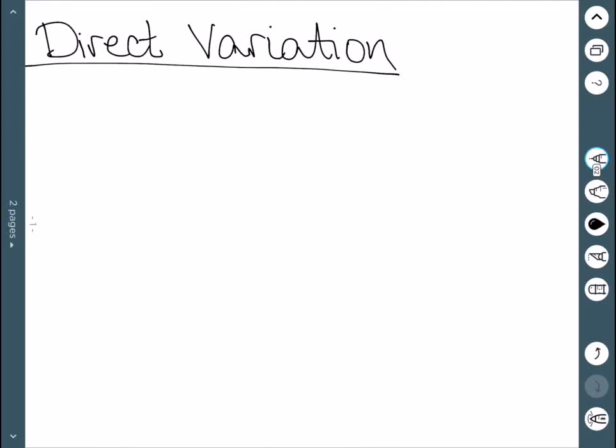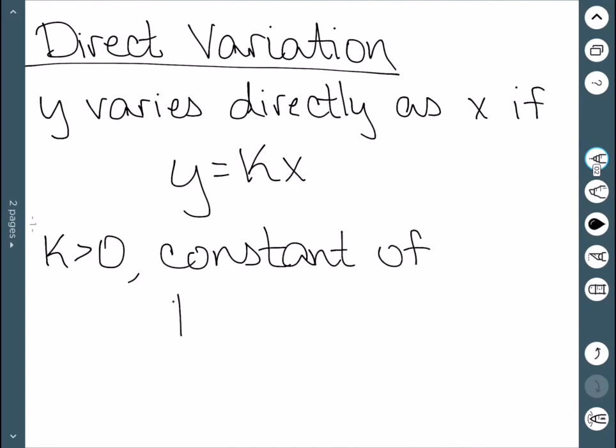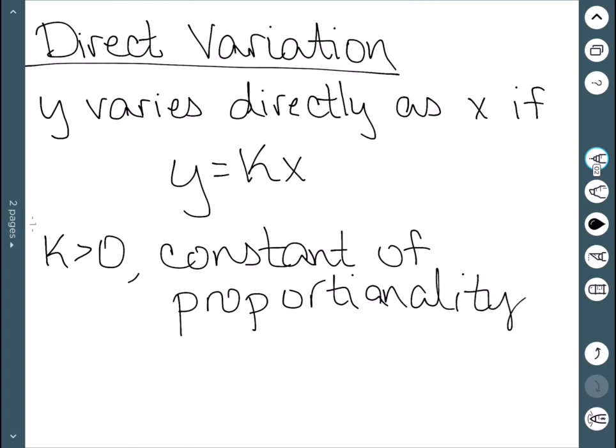We'll now discuss variation. The first type of variation we're going to look at is called direct variation. We say that y varies directly as x if y is equal to kx. K just needs to be a positive number and is known as our constant of proportionality. So it is a number that we will define for each individual problem, and it will stay constant for any problem of that type. So we'll do a few examples demonstrating this process.